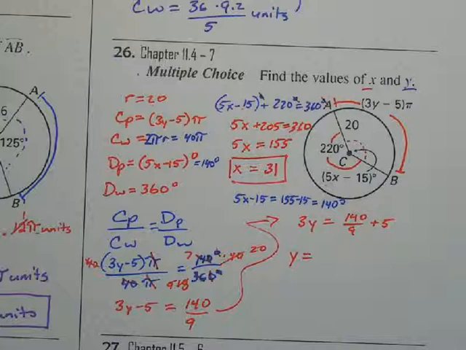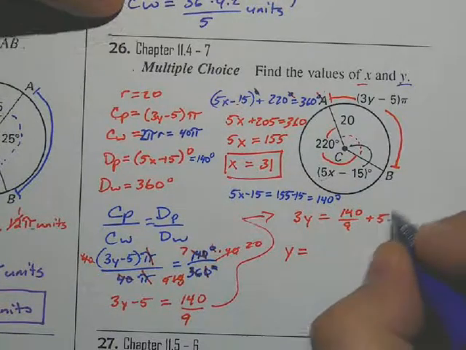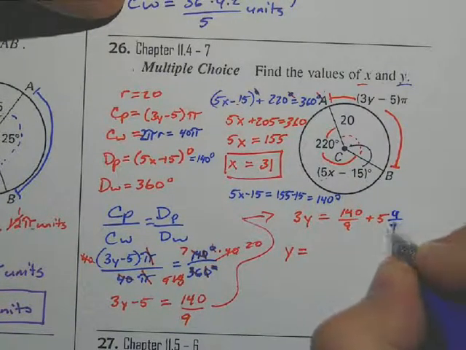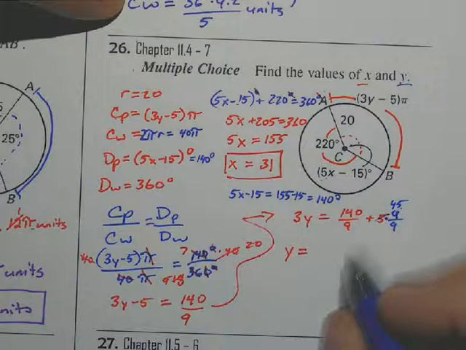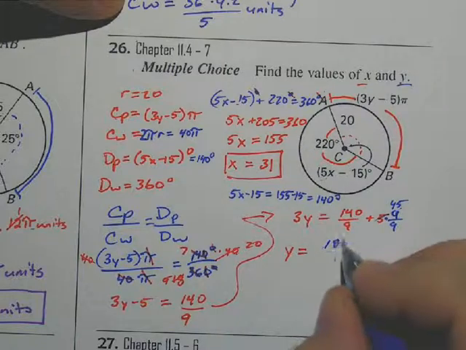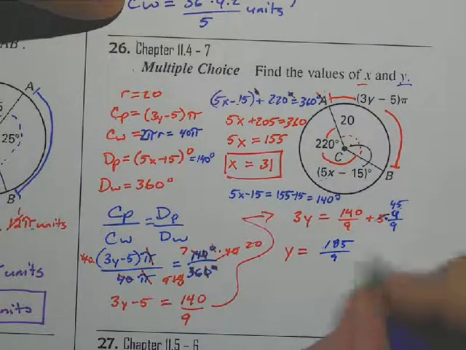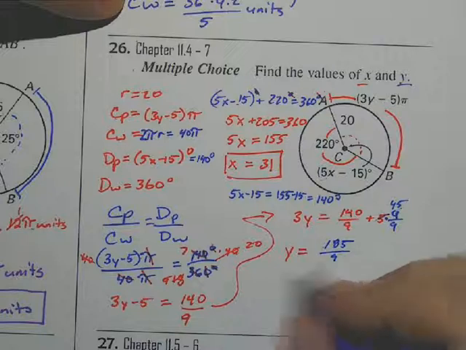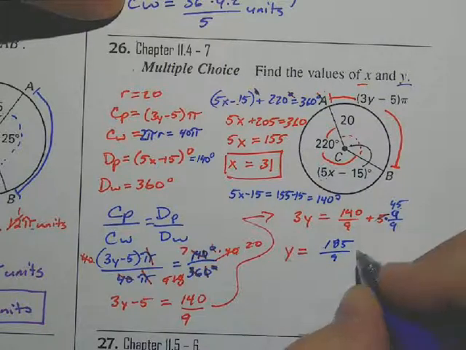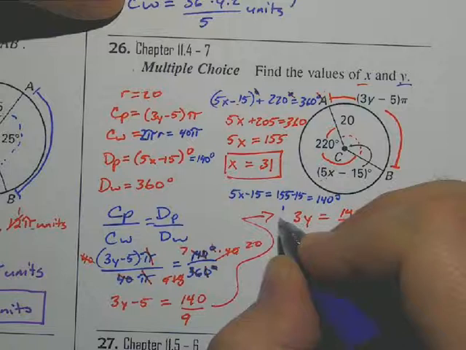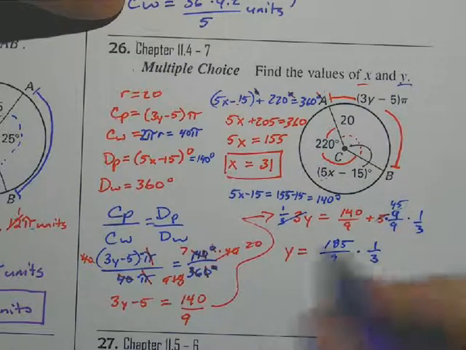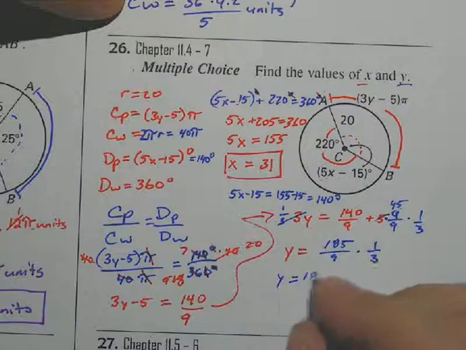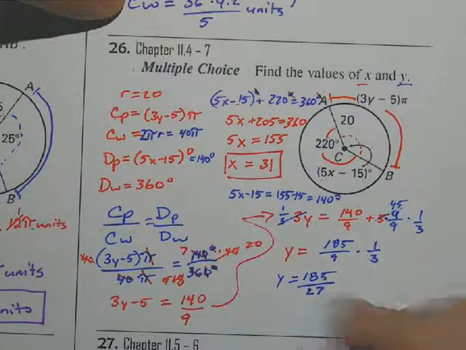Now, 5 in sheep's clothing: I'm going to multiply by 9 over 9. That's 1 in sheep's clothing, right? And I'm going to end up getting 45 over 9. So that's going to be 185 over 9. And that whole thing is going to be divided by 3, or multiplied by 1/3. You can also times 1/3 here, right? And so that's going to be 185 over 27.